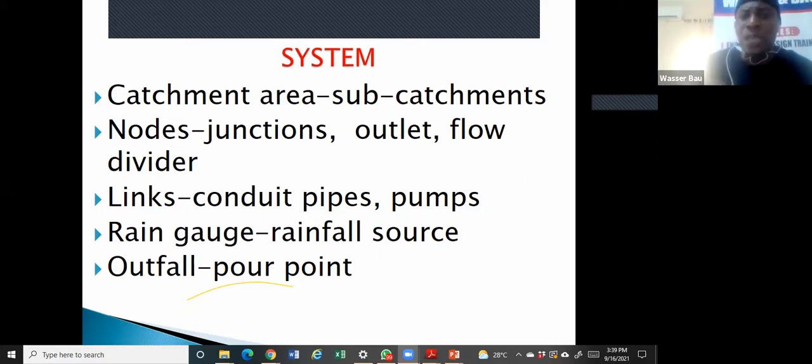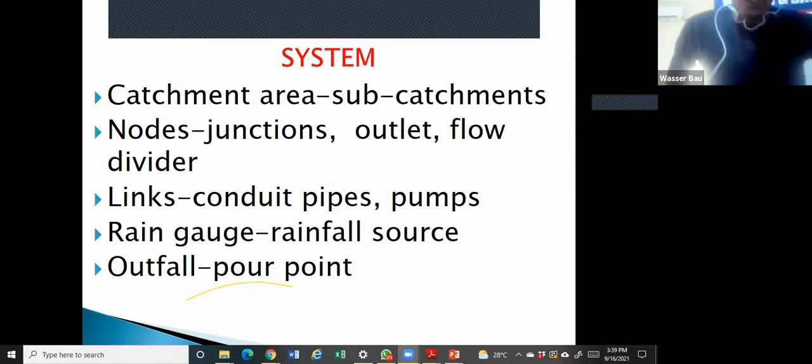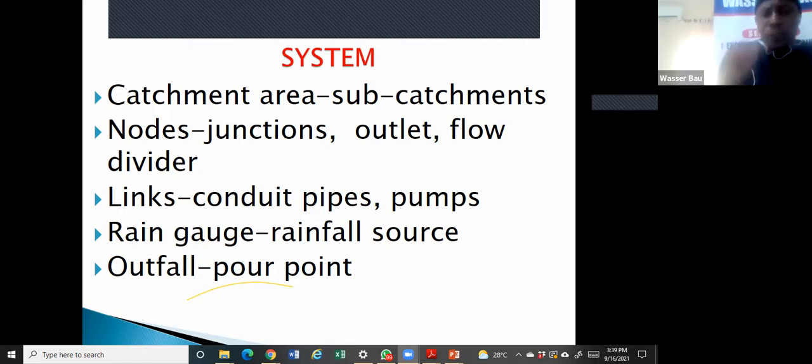Then we have nodes and junction. I want you to see node and junction. Yeah, intake structure. That was the word I wanted to get. The intake structure, from the intake structure. Okay, so you have the node and the junction. The node and junction are just like your manhole.